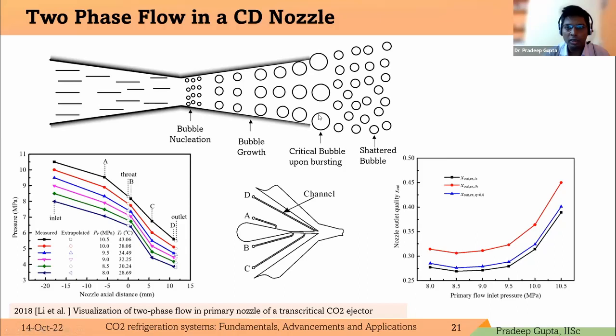Then the bubbles started, in different sizes, in the mixing duct or in the suction chamber. So this is Lee et al., who measured the pressures at 4 different points inside the nozzle. A is in the converging portion, B at the throat, and C and D are in the diffuser section. And we can see the pressure variation inside the nozzle at different axial locations. This graph shows the ejector dryness fraction based on different primary flow pressures.